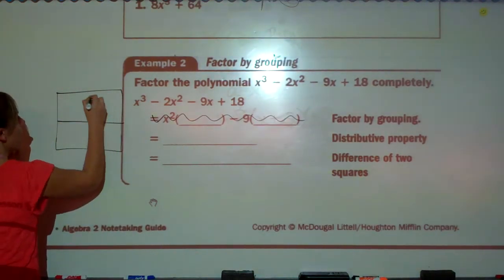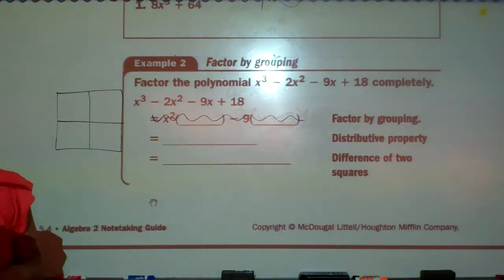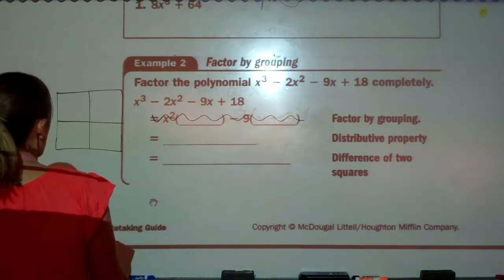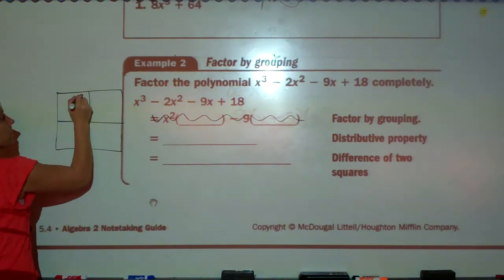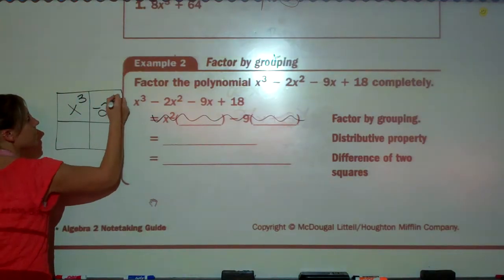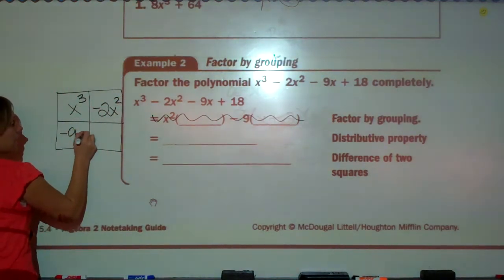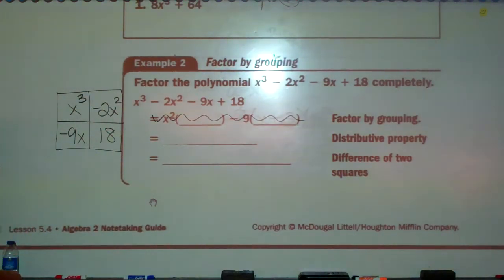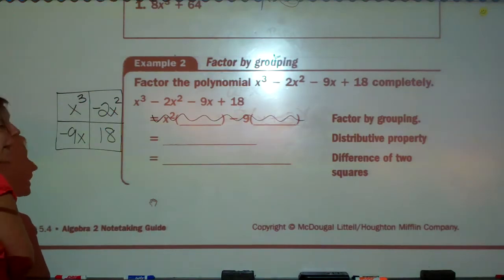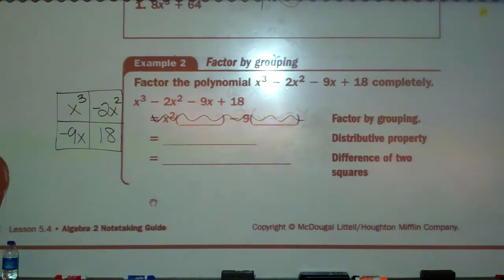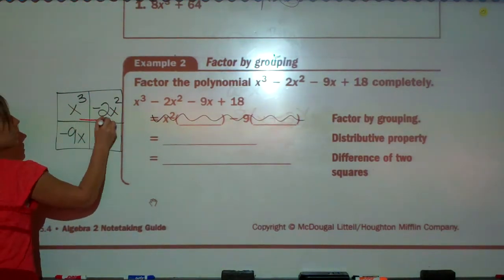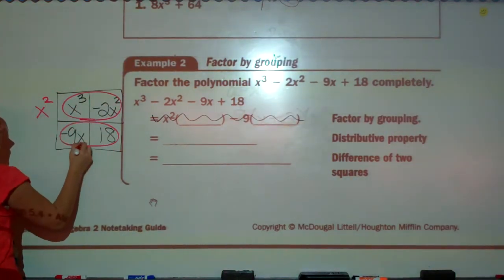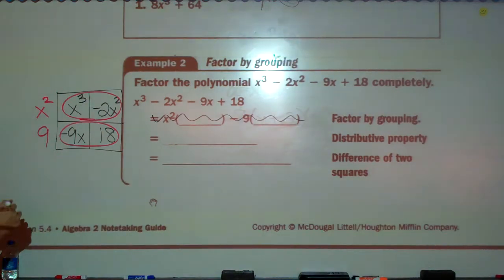And let me make sure that I'm not off the page. Nope, we're good. Okay, so x cubed goes in the first box. Negative 2x squared goes in the second. Negative 9x goes in the third, and 18 goes in the last. So then remember, we group them up. We just look at them in pairs by rows and columns. So the GCF of these two is x squared, and the GCF of those two is a 9.